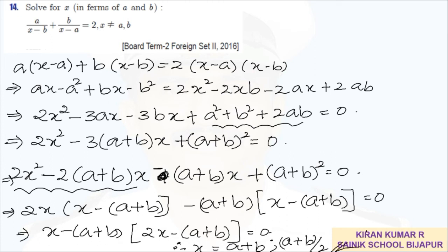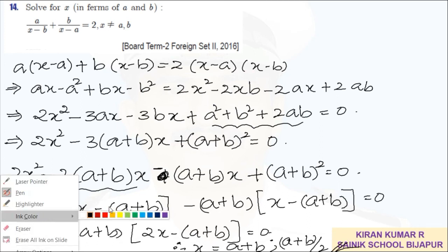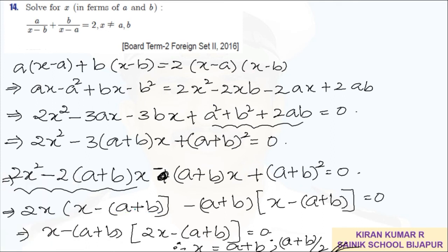These are the roots. Here the most important and the critical step is this step. How do we rewrite 3 times a plus bx as 2 times of a plus b and 1 more time of a plus b, both negative. This is a very important step. When you solve so many questions, you will get this idea of splitting the middle term.